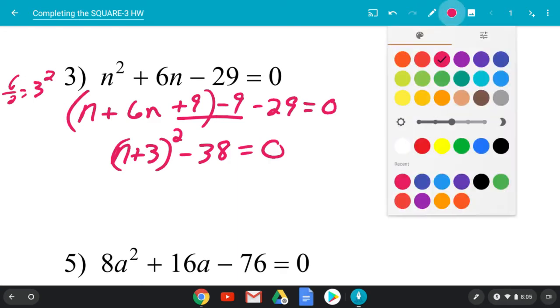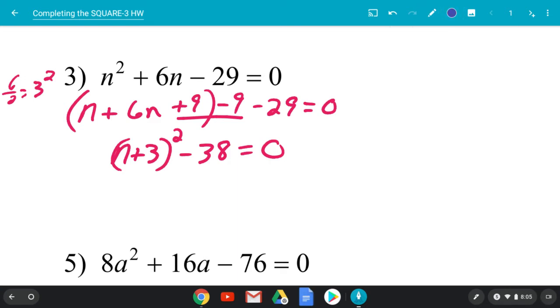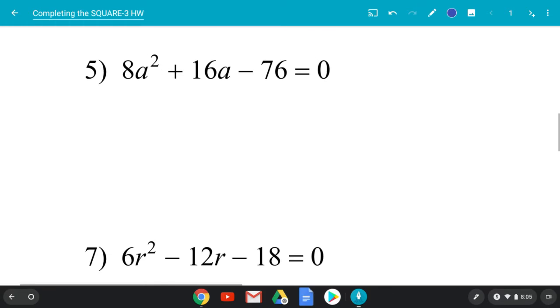Just want to point out this 3 right here, that when I divide that, is what's on the inside when I'm factoring that perfect square trinomial really quickly. All right, number 5, now we're getting to ones that have a leading coefficient. And I don't like that leading coefficient. It becomes a little bit of a problem for me. So I need to factor it out.